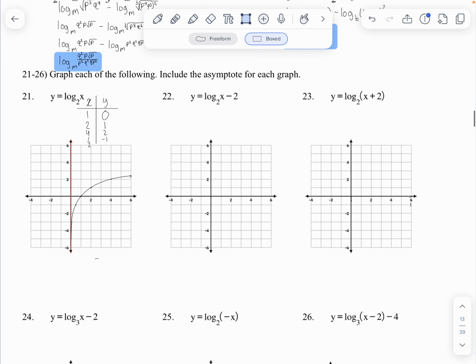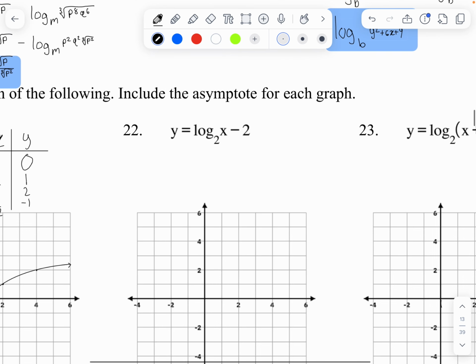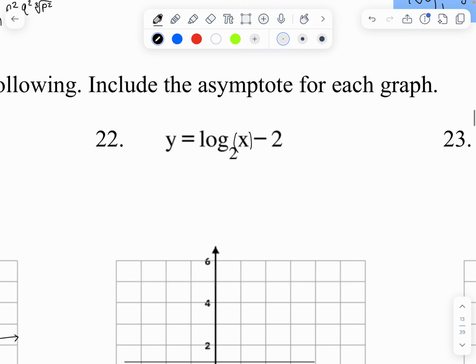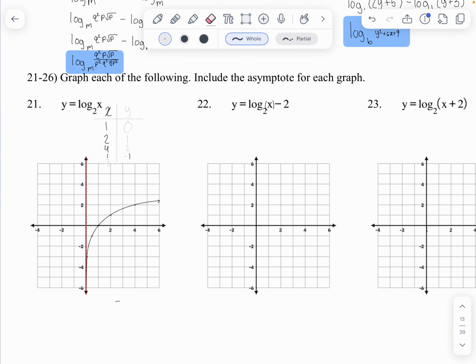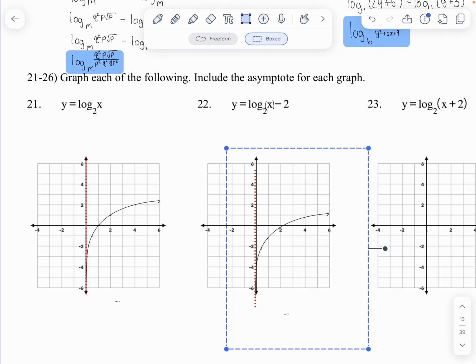Now we can start using transformations. First, for log base 2 of x, let's understand that this is x in the parentheses. Since it's -2, all of the values should be shifted down by 2. So we can take the parent function, duplicate it, and then move it down by 2 units.